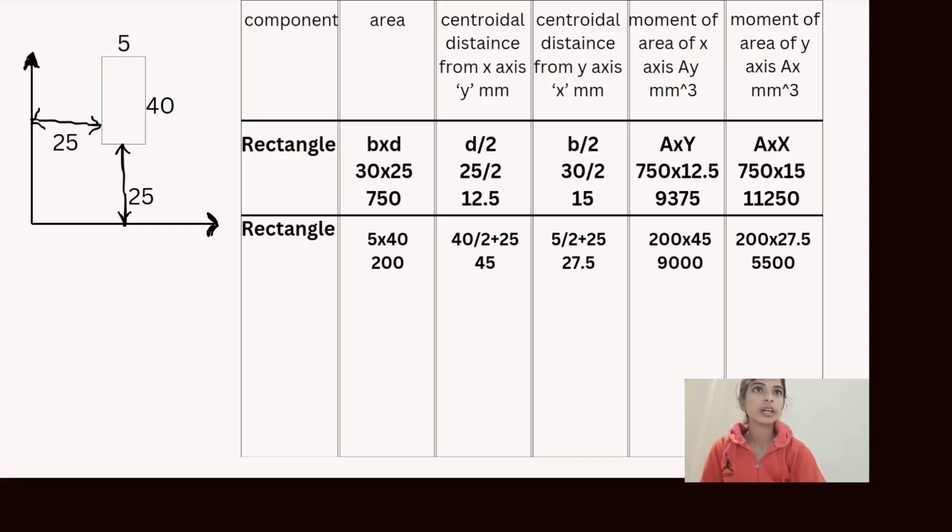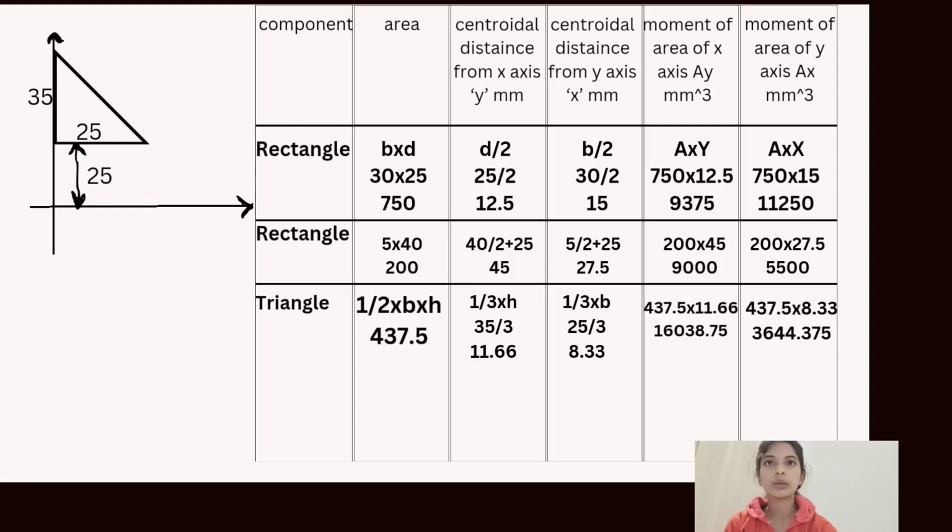Next, the moment of area about y-axis, ax in millimeter cube, same, the multiplication goes on between area and centroidal distance from y-axis, 200 into 27.5, which is 5500. Now calculating the triangle component, where the area is half into base into height, where the base is 25 and the height is 35. So half into 25 into 35, we get 437.5.